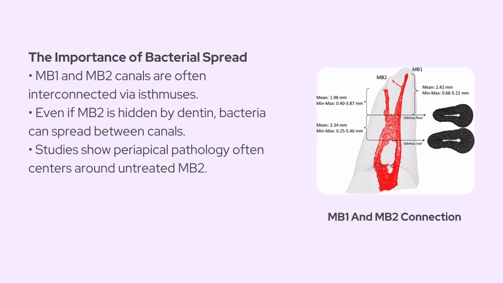Now, some clinicians might think that if MB2 is covered by a dentin shelf, it's sealed off from bacteria and doesn't matter much, but that's not really the case. Back in 1917, Dr. Hess actually showed that MB1 and MB2 canals are interconnected by isthmuses, meaning that bacteria from MB1 can easily spread to MB2 and vice versa. So even if you think MB2 is hidden and isolated, it's probably still infected if MB1 was. Clinical studies have shown that periapical lesions often center around an untreated MB2 canal, which is why it's so critical to locate and manage it properly.